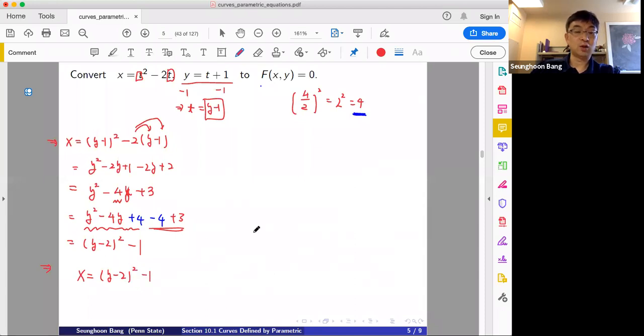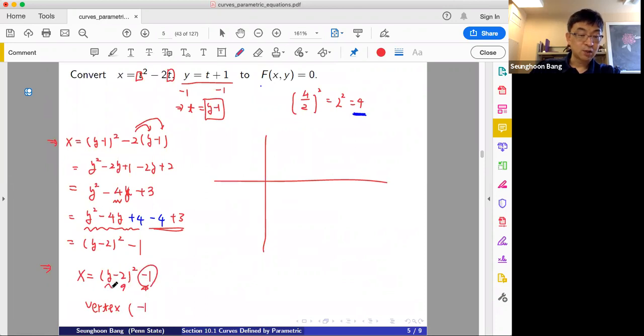What does the graph look like? The graph is like this. We have the vertex. The x value is minus 1, and the corresponding y value is 2. The vertex is (negative 1, 2). We have this point.